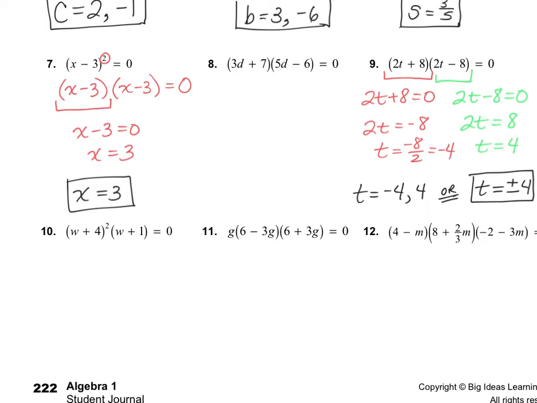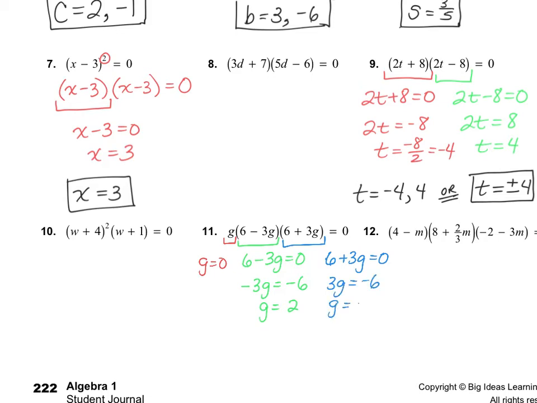Let's take a look at number 11. So on number 11, we have g is equal to 0. I also have 6 minus 3g is equal to 0. And so that would give me negative 3g equals negative 6. So g equals 2. Notice I still have one more piece here. So that means I have a third root. So 6 plus 3g is equal to 0. So that's going to be 3g equals negative 6. So g is equal to negative 2.